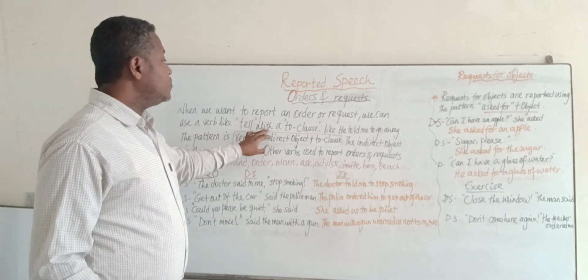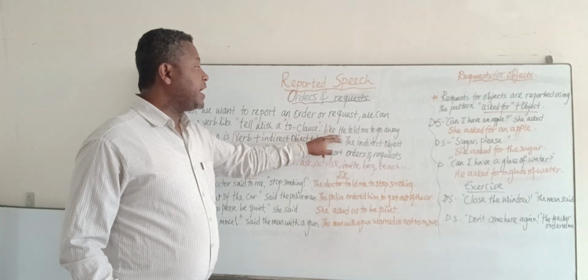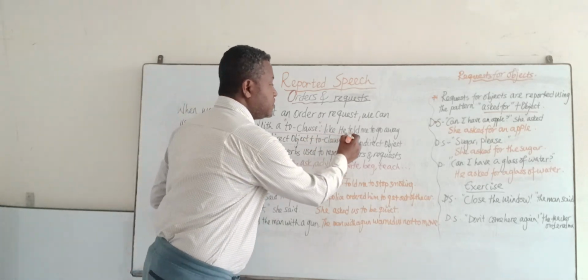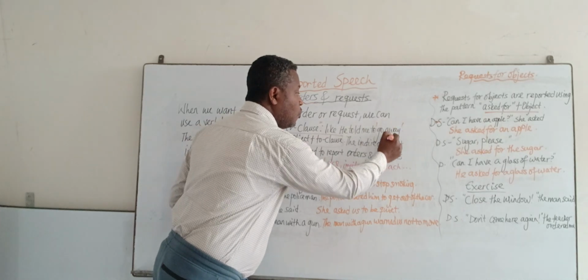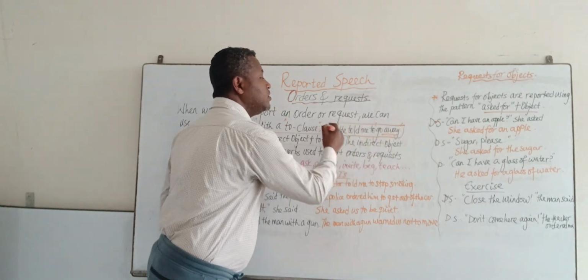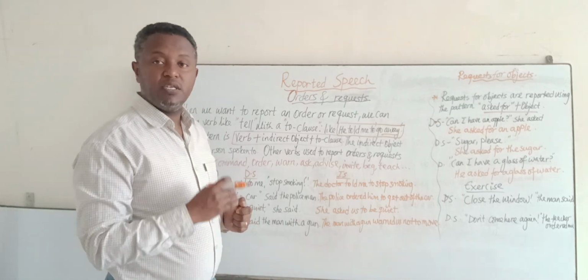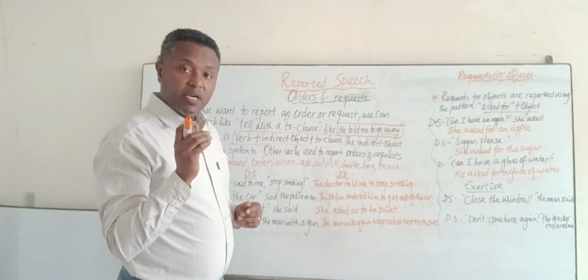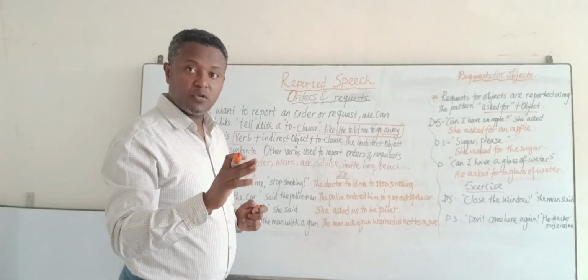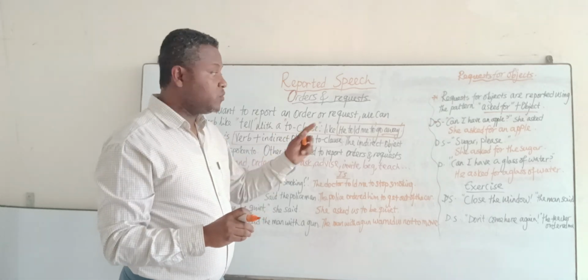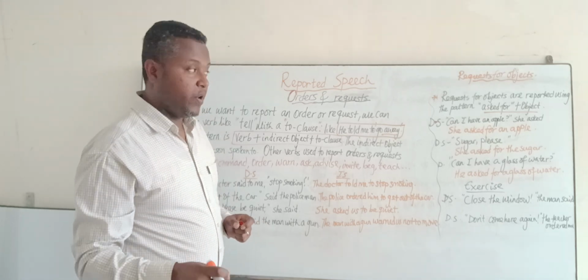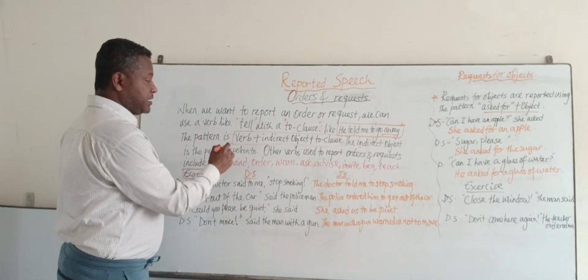So tell with a to clause, like he told me to go away, you see. So the order is go away. So we use, he told me to go away. So the direct speech was go away. When we report it, we make it, he told me to go away. So this is the pattern.